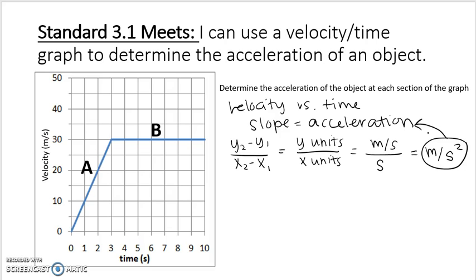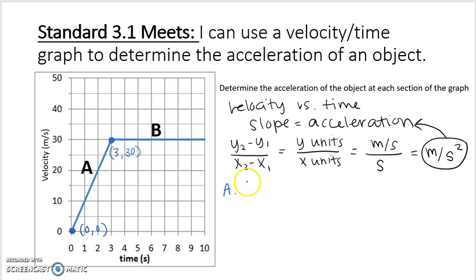So now, in order to solve this problem, we need to take the slope of both the A and the B segment. To do that, we want to find some data points. If I'm going to take the slope of A, I'm going to use 0, 0 as a data point. I'm also going to use 3, 30 as a data point.